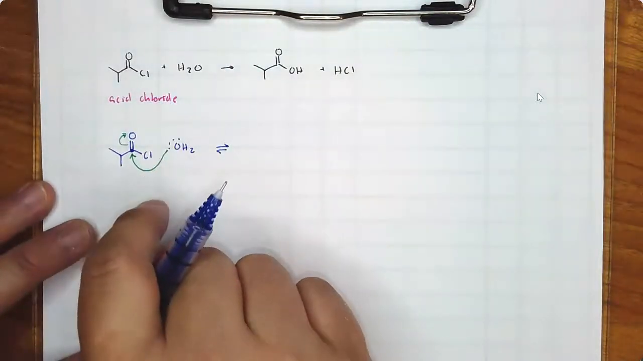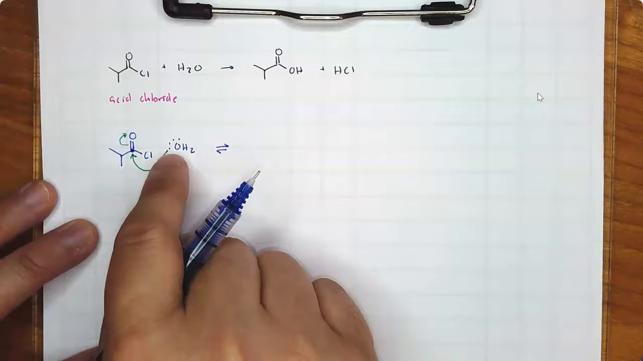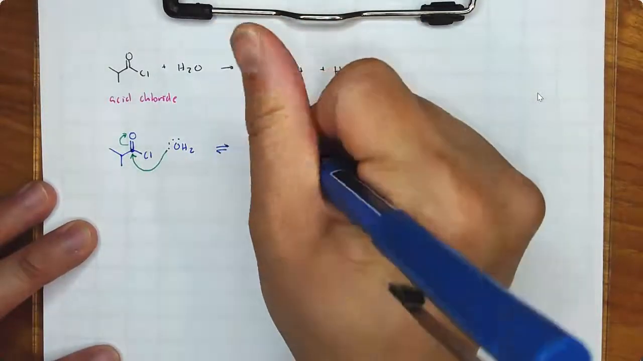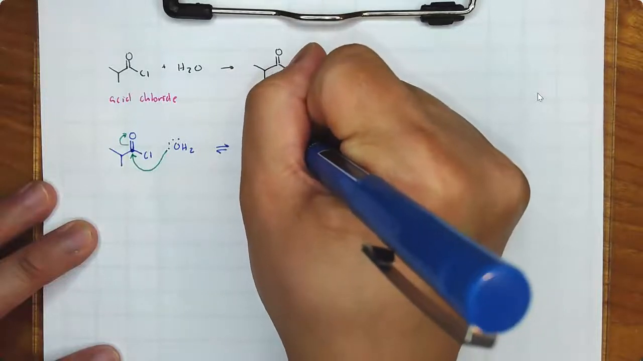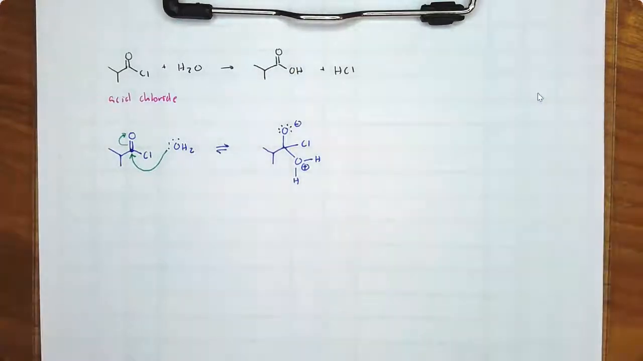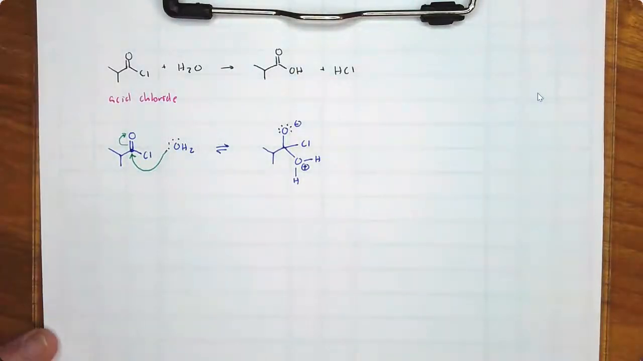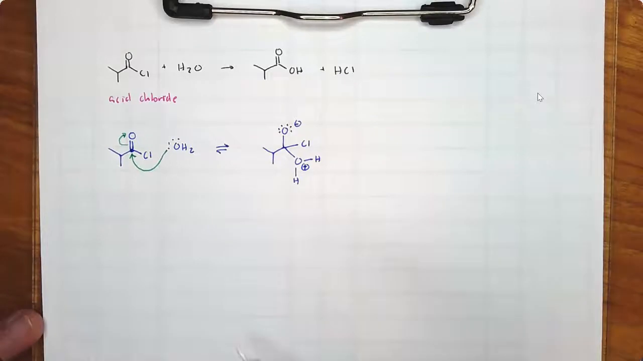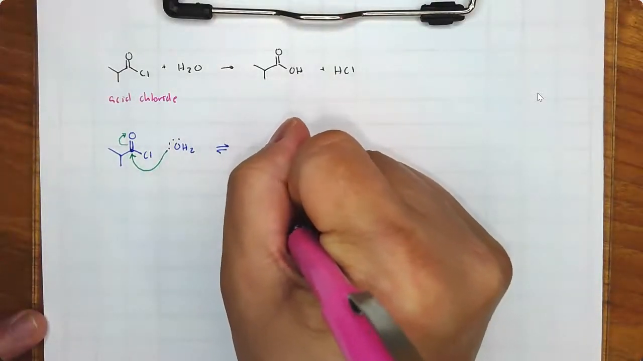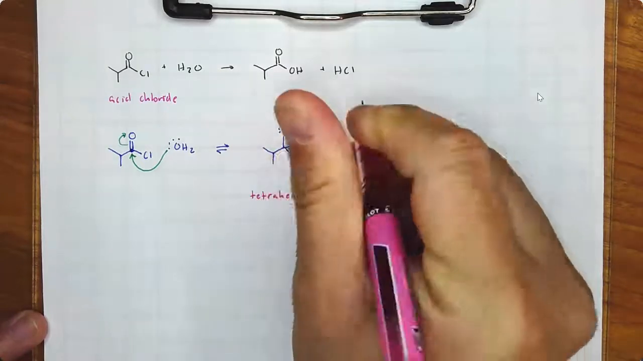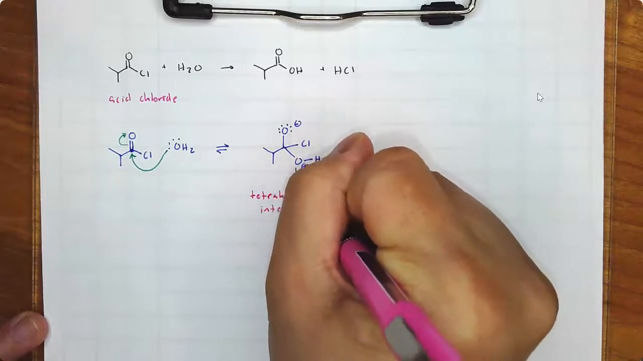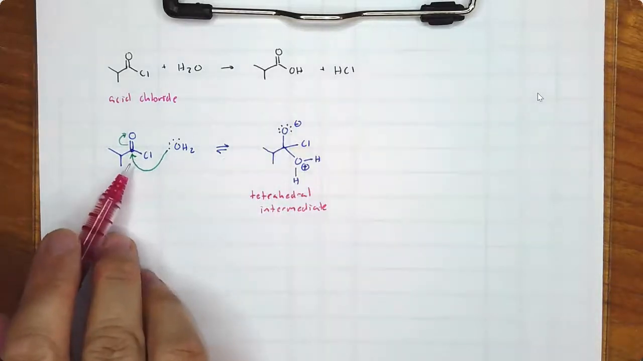Make sure you start your mechanism arrow from a source of electrons. And we don't kick out the chlorine right away. We form what's called the tetrahedral intermediate. Yeah, we do have a molecule that has a plus and a minus. Now, it's important or helpful to remember to go through what's called the tetrahedral intermediate, and that will help prevent you from kicking out the chlorine right away.